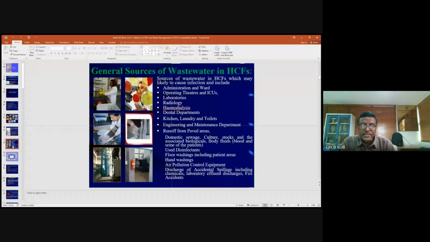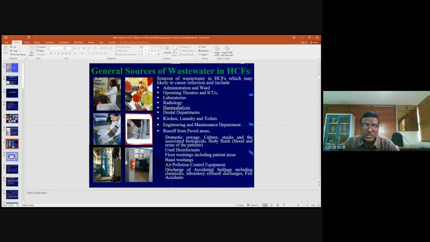Then only the treated water has to be disposed of, complying with the discharge norms prescribed under Schedule 2 of the Bangladesh Waste Rules 2016. Now, what are the various sources of wastewater generation in healthcare facilities, which include administration and wards, operating theaters and ICUs, laboratories, radiology department, hemodialysis, then dental departments, kitchen, laundry and toilets, engineering and maintenance department.